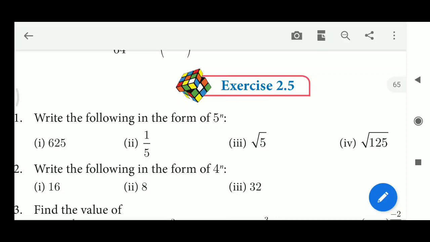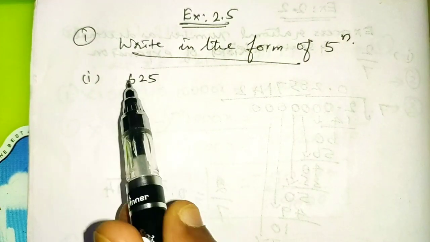In this, the first sum is write the following in the form of 5 power n. The first sum is 625, second one is 1 by 5, third one is square root of 5, then fourth one is square root of 125. Power n, first number is 625.